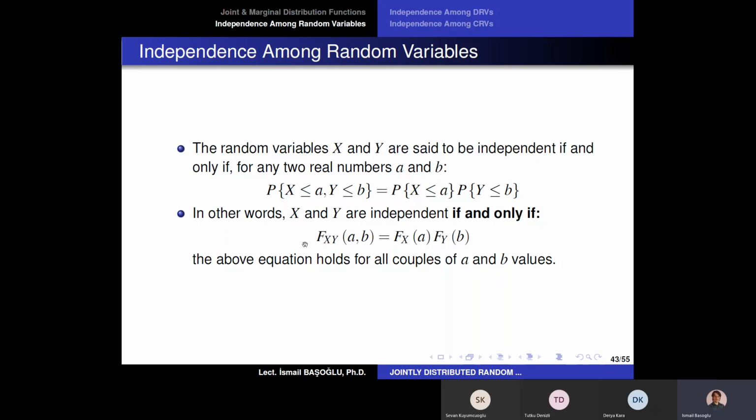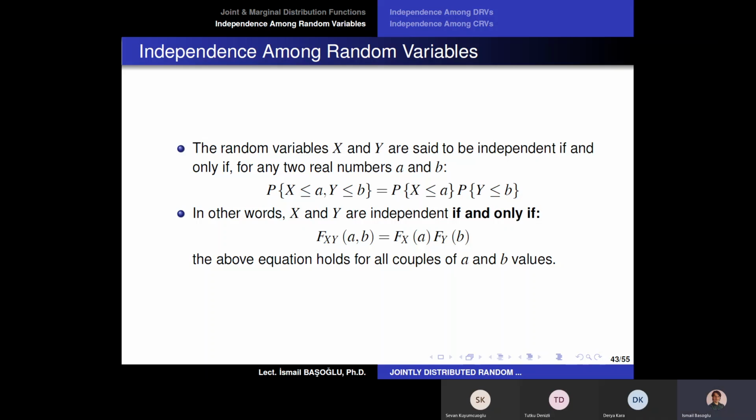If this equation holds for all possible couples of a and b, then they are independent. Or if they are independent, then this equation is supposed to hold for all possible values of a and b. Okay? So this is the definition of independence, the general definition of independence for any two random variables.